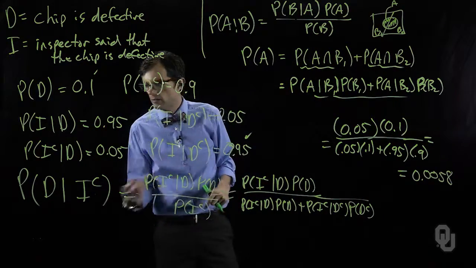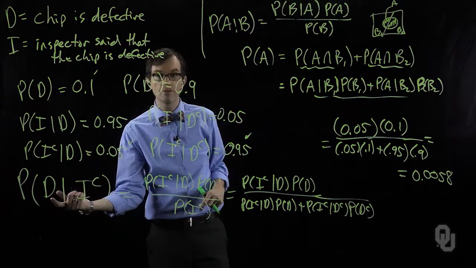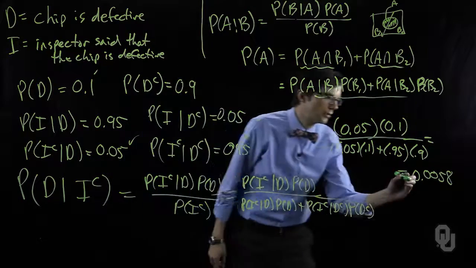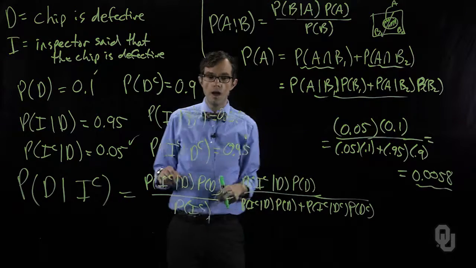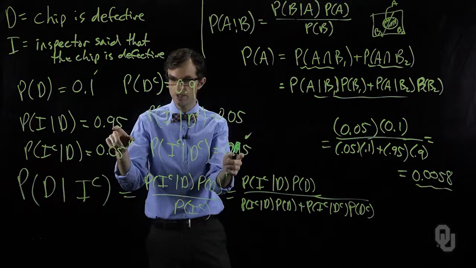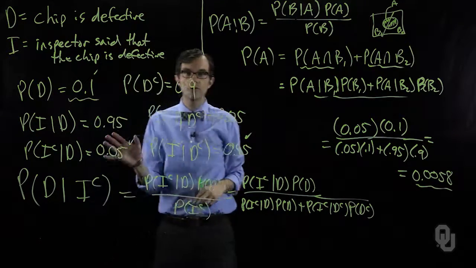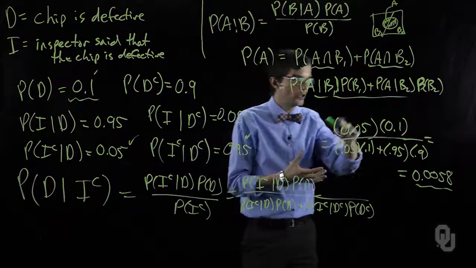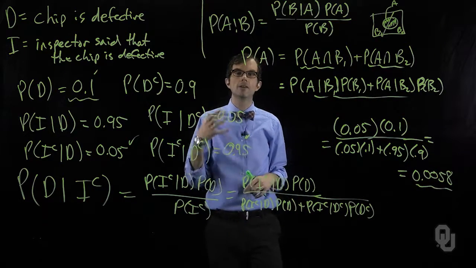What's the probability that given that the inspector said it was okay, that it's actually defective? What's the probability that we're shipping out a defective chip? It's a pretty small probability. And why is that? Well, one, the inspectors are pretty good at their job. Not perfect, but pretty good. And the probability that we have a defective chip in the first place is pretty small. That combined together, using Bayes' theorem, gives us a pretty small probability that we're shipping out defective chips.